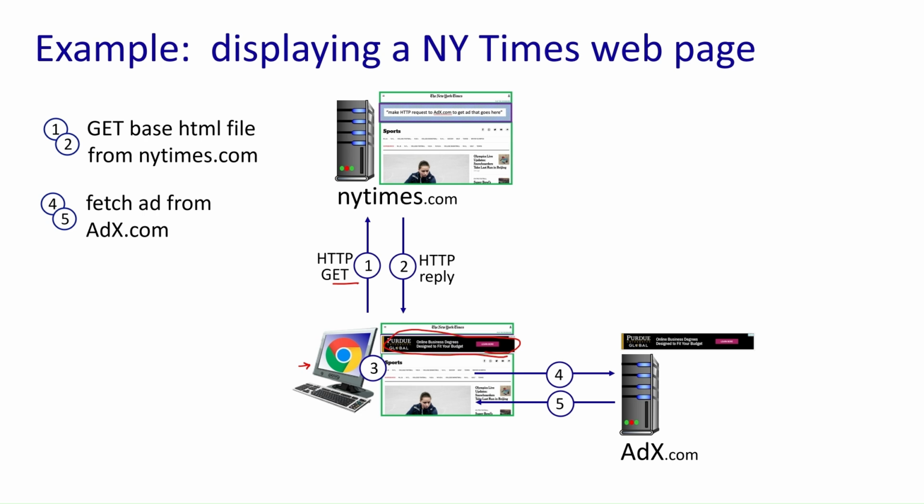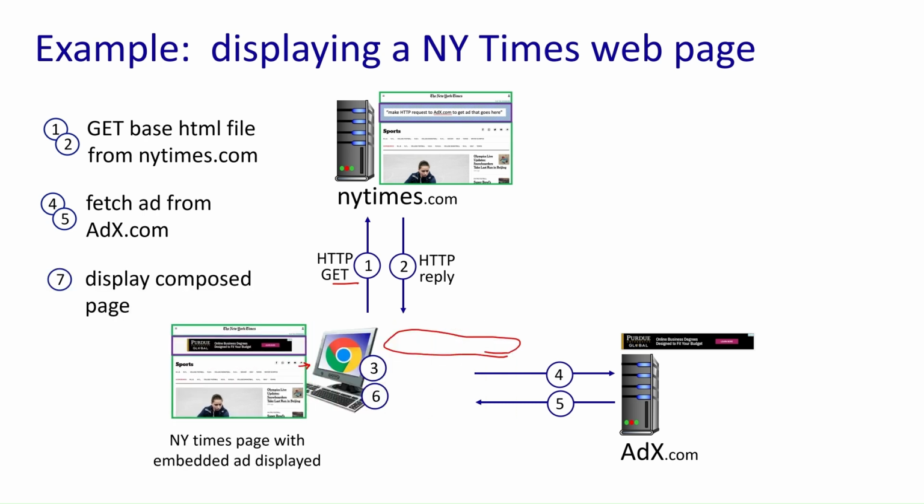So this edX.com will, in step five, return the ad about this online business degree being offered by Purdue. Okay, now the page is complete to be rendered and displayed on my machine. So now the page will be processed, and in step number six, the page will be displayed on my machine. This is the New York Times page with the embedded ad displayed, and this ad is fetched from edX.com.